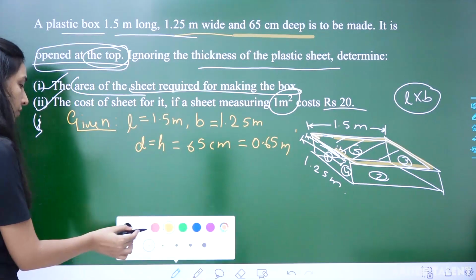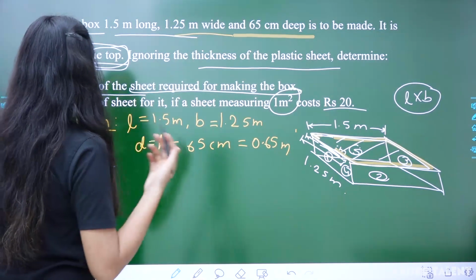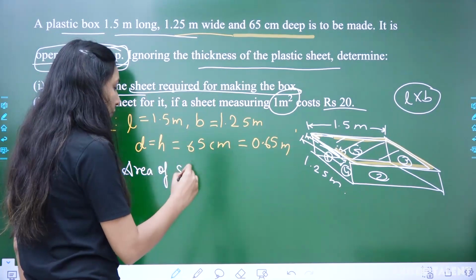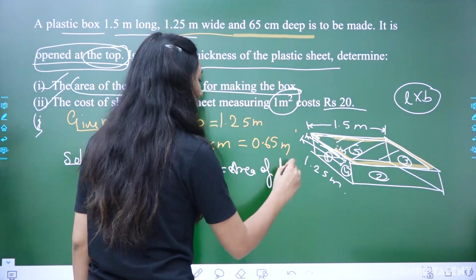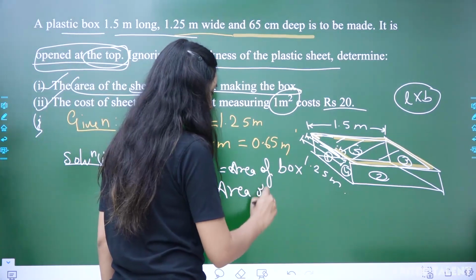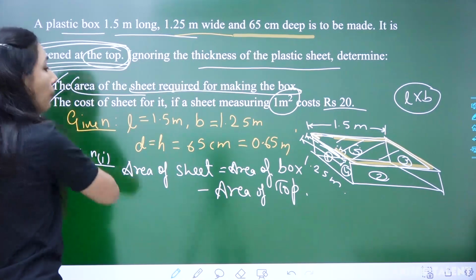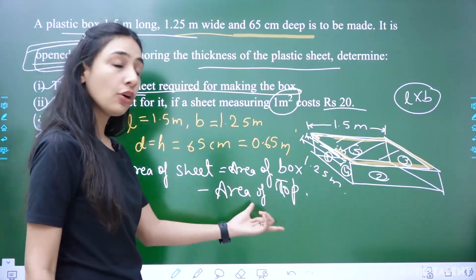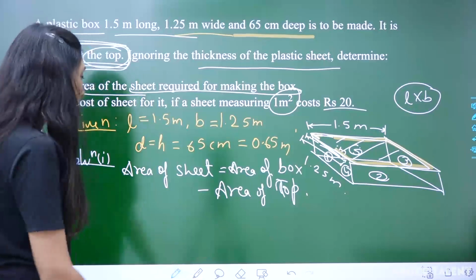Now the first one, solution number 1. The asked thing is the area of sheet required for making the box. Area of sheet will be equal to area of complete box minus area of top. Why is it? Because we have here the words open at the top, so area of top will be deducted from it. Now area of top is L multiplied by B. I have explained it earlier.